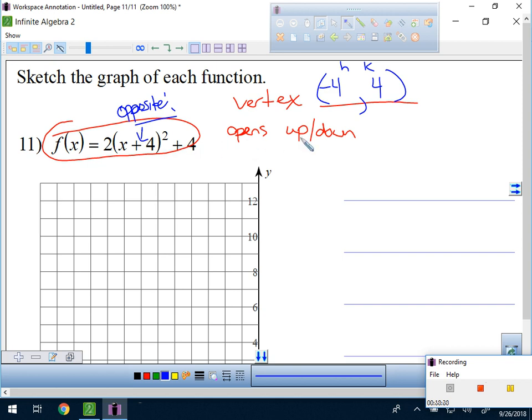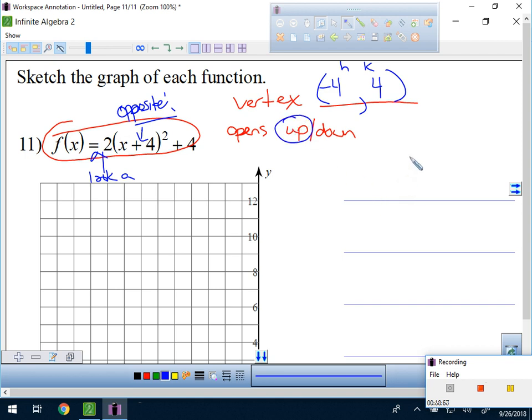And then for opens up and down, what you do is you look at a, the first number. If a is positive, it opens up. If a is negative, it opens down. Well, look at a. a is a positive 2, which means it's going to open up.